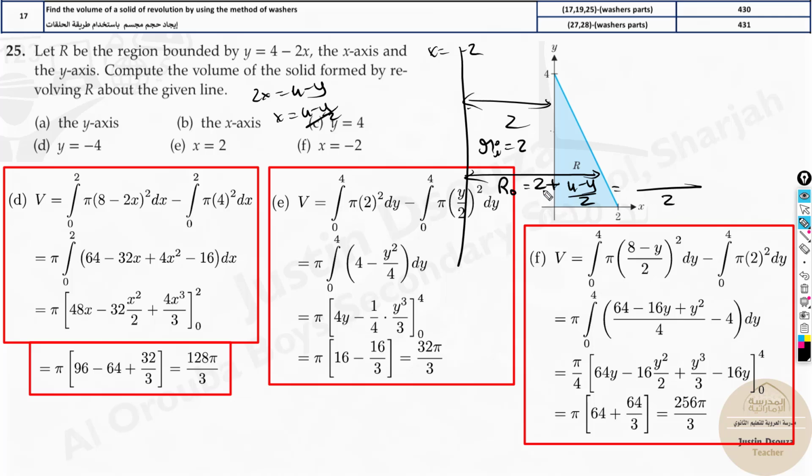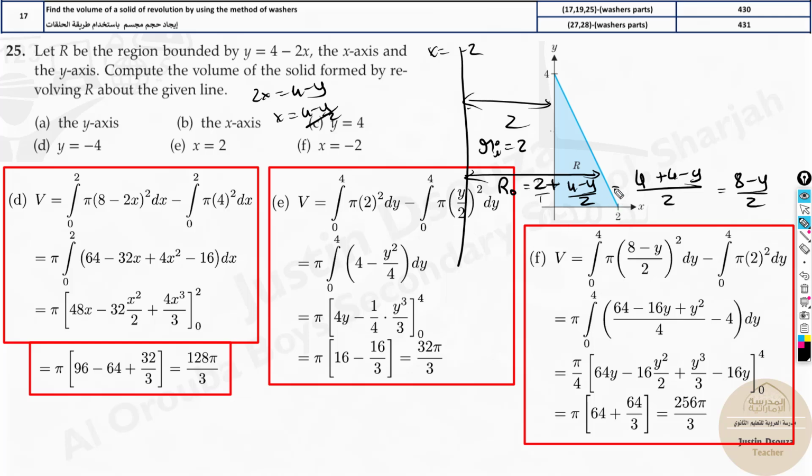2 is the common denominator. Over here it's nothing but 1, so it will be 1 times 2, 2 times 2 is 4, and then we have 2 times 1, so we write this as it is. It's minus y, and then what we do is we write it as (8 minus y) divided by 2. This is the outer radius.